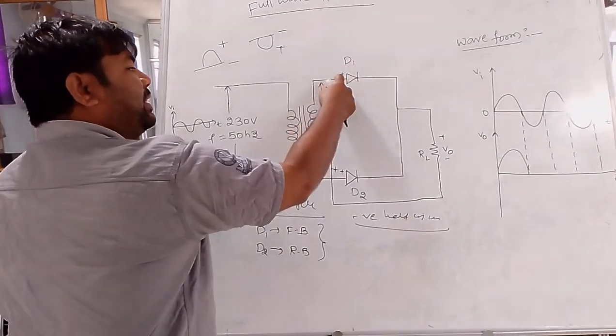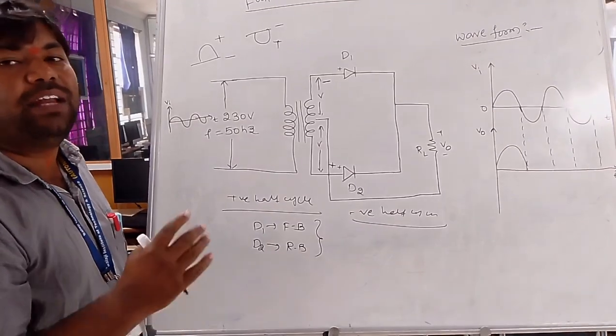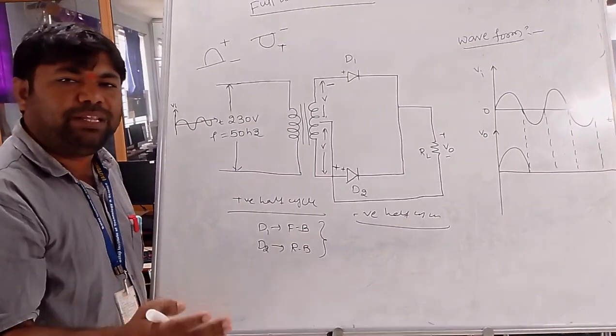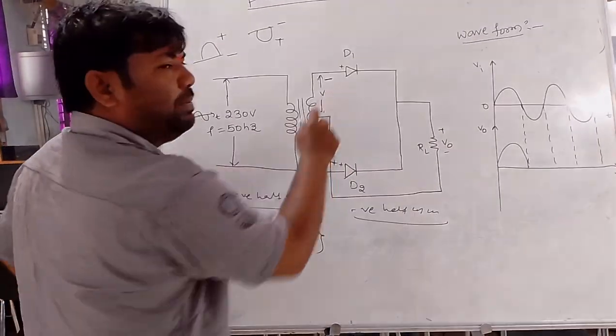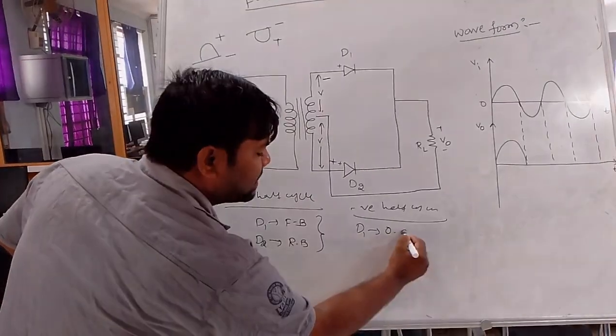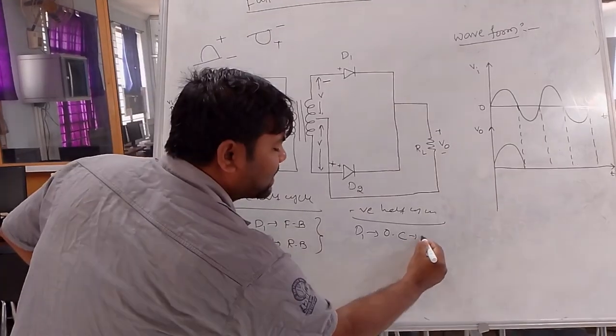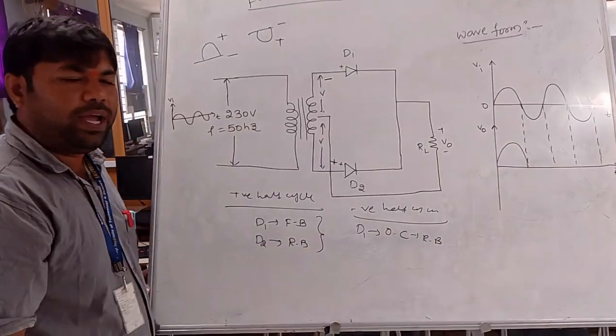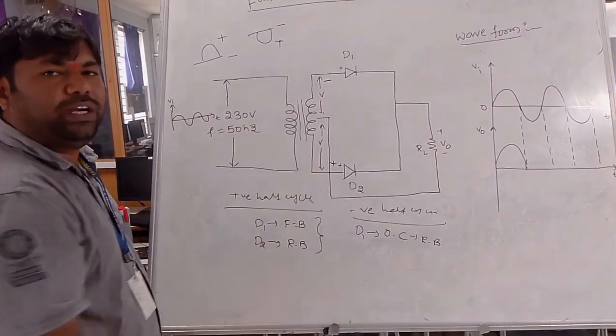Diode D1 polarity is positive. So what will happen? This diode will be in reverse bias condition, that is, this diode will be open circuited. So D1 is open circuited, which means reverse bias condition. Now you can observe diode D2.